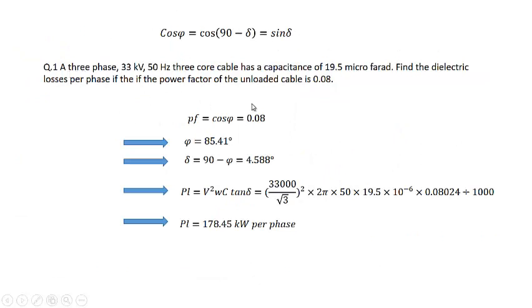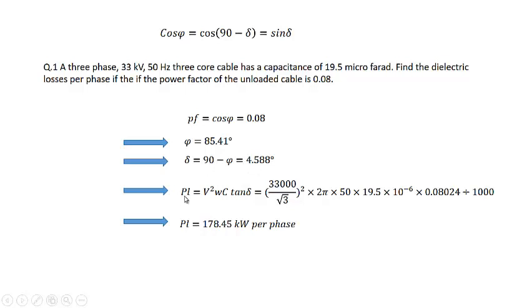So let us try to do one numerical on this. It's very simple. A 3-phase 33 kV 50 Hz 3-core cable has a capacitance of 19.5 microfarad. Find the dielectric loss per phase if the power factor of the unloaded cable is 0.08. So power factor is cos phi 0.08, phi is equal to 85.41, that is the cos inverse of 0.08. Delta is equal to 90 minus phi, that is 4.588.